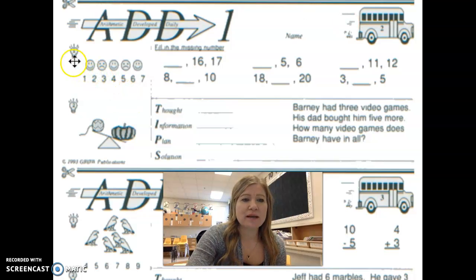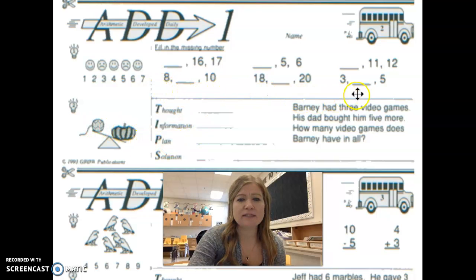So number 1 says, how many faces are there? Circle the correct answer on your sheet. So I want you to count those. Circle how many you see. Number 2 says, circle the object that weighs less. Is it the pumpkin or the balloon? Which one weighs less?